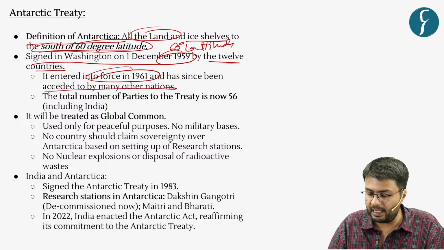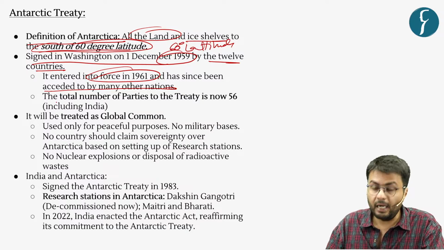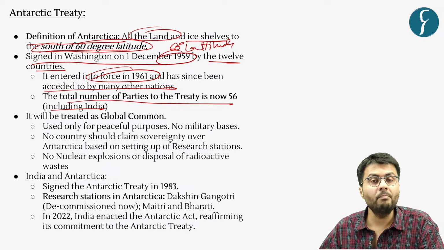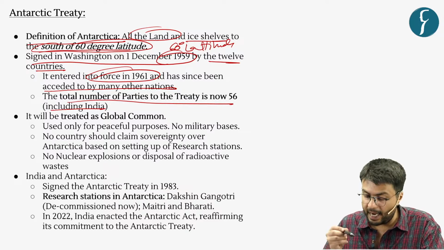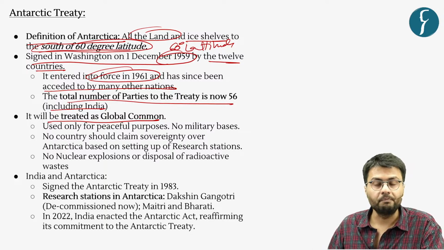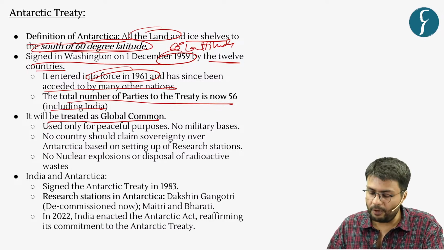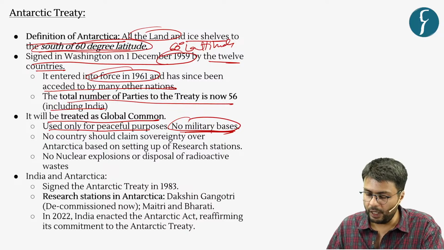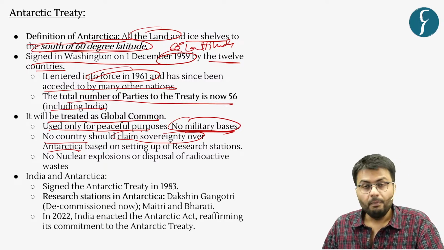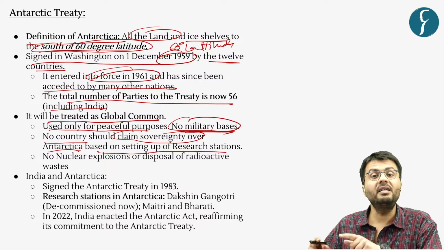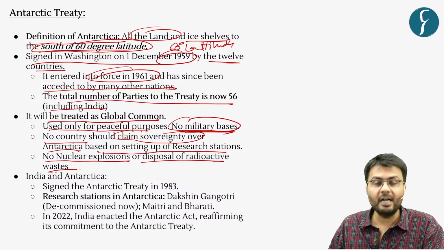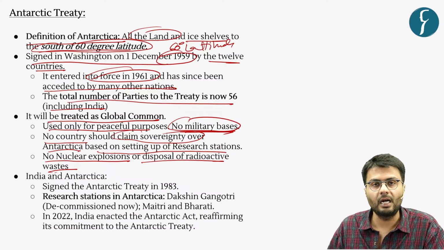since then it has been acceded to by many other nations, and currently it consists of 56 parties, which also includes India. Now all the members of the Antarctic Treaty intend to make Antarctica a global common, which means that the Antarctic territory will only be used for peaceful purposes, which means there will be no military bases. Further, no country will be able to claim sovereignty over Antarctica solely on the basis that they are setting up their research stations there. Further, there will be no nuclear explosion or disposal of radioactive waste in the continent or the lands of Antarctica.